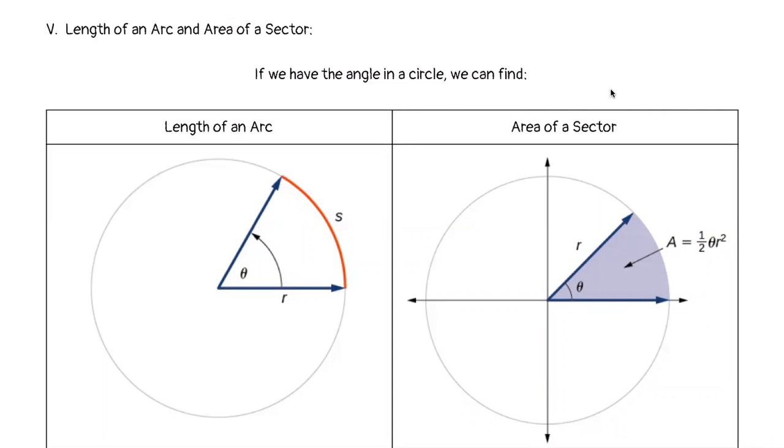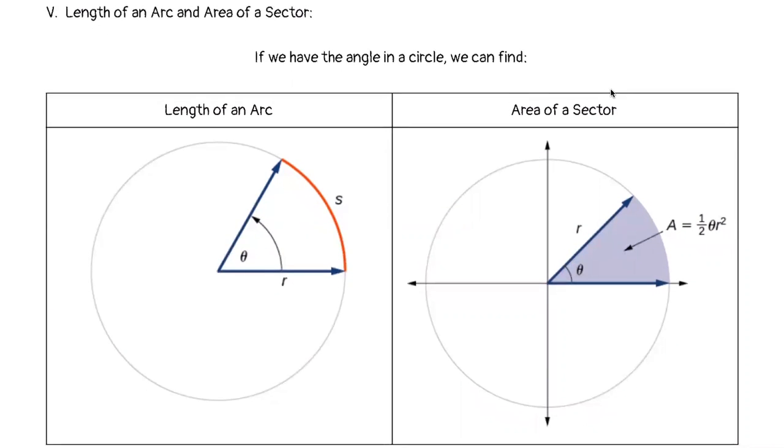Hi folks, welcome to the last part of 5.1, the section called angle. So this is the part we didn't get to in class. It's the length of an arc and the area of a sector. So if we have an angle in a circle, here are two things that we can find. First of all, we can find the length of an arc. And what I mean by length of an arc is just this.